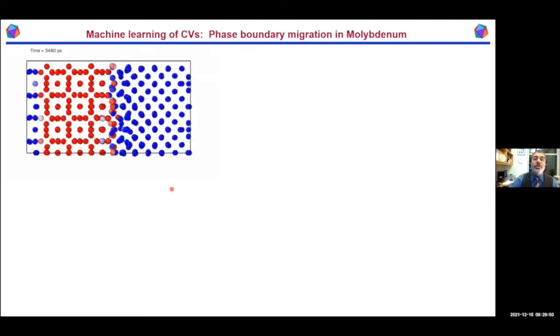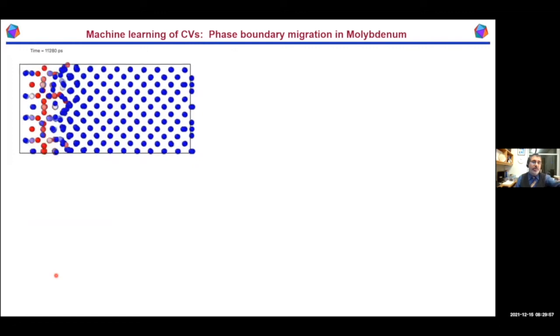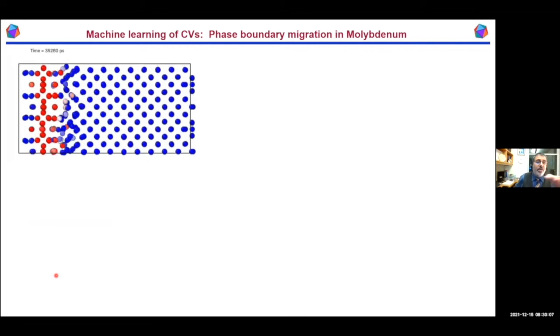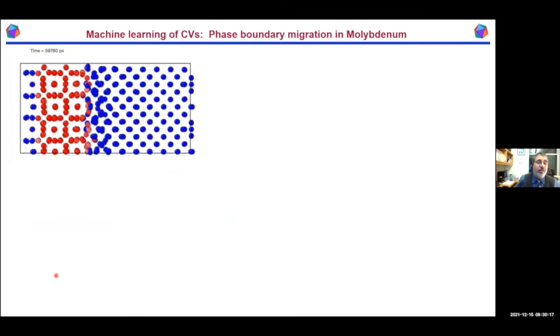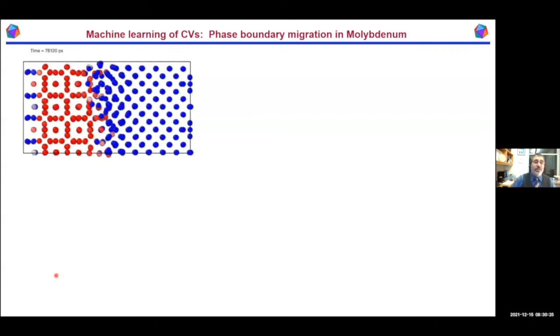Now I can use this as a collective variable set to drive my enhanced sampling along with, for example, the cell parameters. When you do that, you can generate very easily the transition, the motion of the interface between the A15 and the BCC phases. Not only can you drive one phase into the other, but you can grow the other phase back in, so you're getting statistics on the transition process.